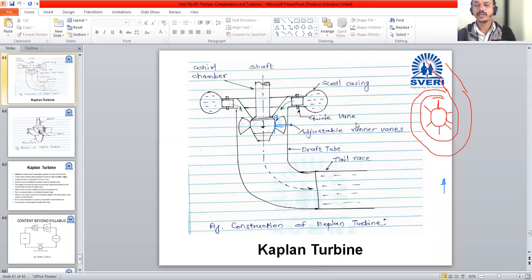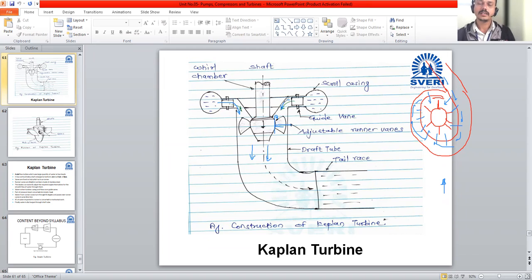Water starts moving from the scroll casing like the Francis turbine and moves around the turbine, and through the guide vanes it enters the turbine, but the position of the turbine is towards the lower side. For that reason this water enters axially. This water enters axially and leaves also axially.